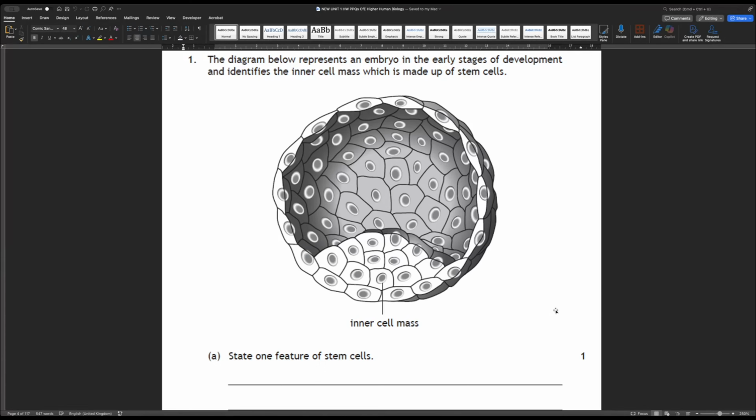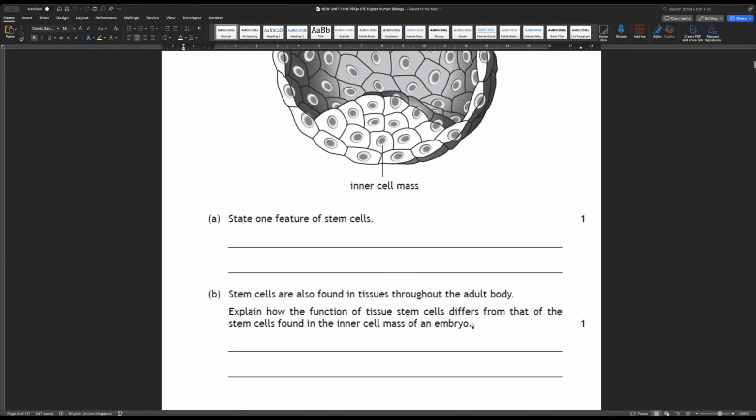This one, the diagram represents an embryo in the early stages of development and identifies the inner cell mass, which is made up of the stem cells. Okay. So state one feature of stem cells. Stem cells are relatively unspecialized cells, and they can go on to differentiate into many different cell types. So either of those features would have been acceptable.